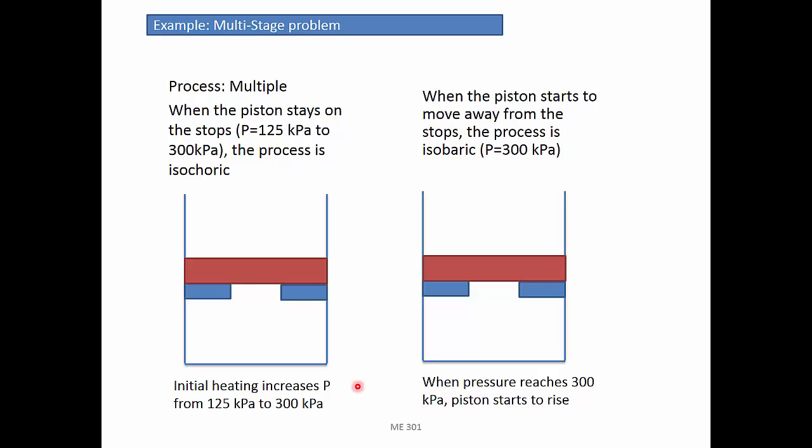Now, once the pressure reaches 300 kilopascal, the piston will start to rise from the stops. When it's rising, it becomes an isobaric process, since all forces acting on the piston remain constant. Thus, the pressure will remain constant. So this problem is a multiple process problem consisting of an isochoric process followed by an isobaric process.